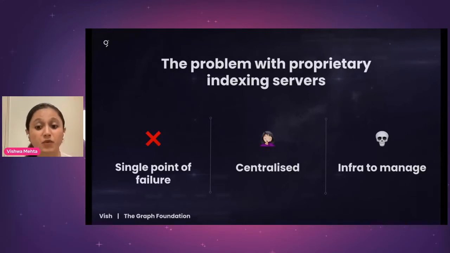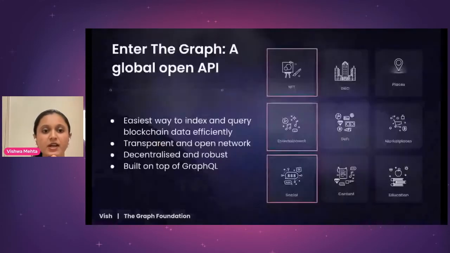And the last and probably the most important is that there is a lot of infrastructure to manage. There are costs involved, like engineering and hardware resources, a lot of time, effort, and money that goes into running and maintaining it. And even after all of that effort, the code that we need to write as developers to run an indexing server is highly susceptible to errors. So we want something that is robust. We want something that is intuitive, that we can take care of once we've built it, right? And that's where the graph comes into picture.